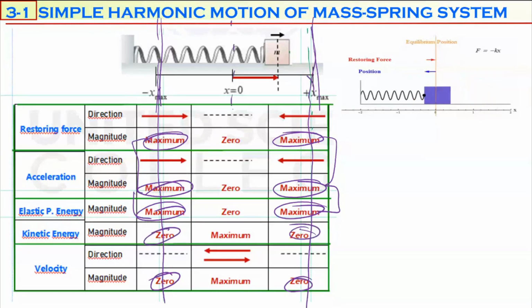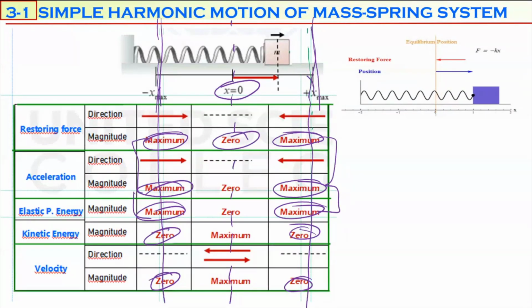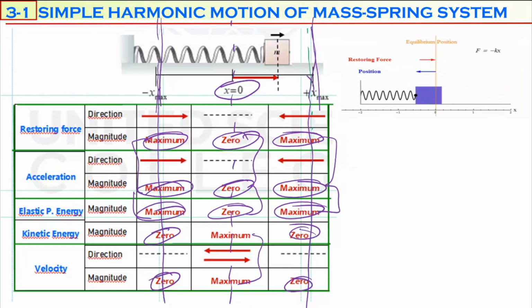But at the equilibrium position, because x is zero, no compression, no stretching, the restoring force is zero, acceleration is zero, elastic potential energy is zero. While these three are zero, the other two are maximum at the equilibrium position, which are the kinetic energy and velocity. So this is all about the characteristics of a vibrating mass-spring system.